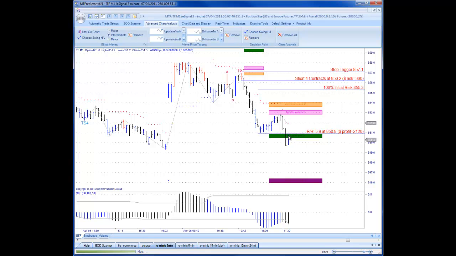So at the very first level we were anticipating a potential 5.9R profit. That means a dollar profit of about $2,100 for an initial risk of $360. In other words, 5.9 times the initial risk. That's why these trades are so good, because they have profits that are much larger than the initial risks.